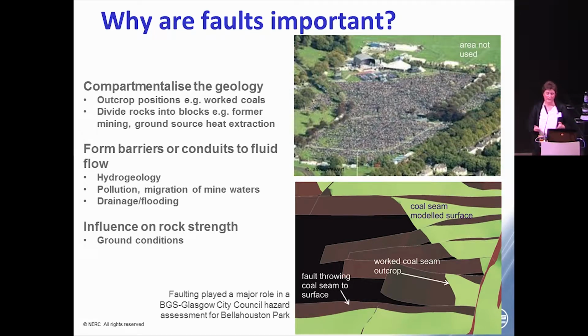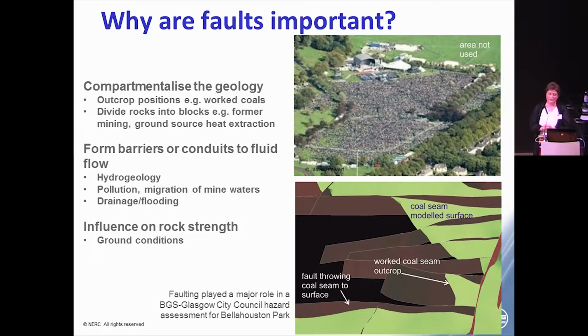And there's a good reason for that, because if we go beneath the ground, which is what the bottom image is, there's some shallow coal mining in the area of the park that's not used. And so some work we did many years ago with Glasgow City Council was looking at a hazard assessment for this park. And whilst the area that's not used is completely safe for people to walk on day to day, you don't want 10,000 people jumping up and down on it all at the same time when you've got a worked coal seam on there. And it's the faults really which bring that coal seam down deeper into the subsurface, in the area where all these people are.